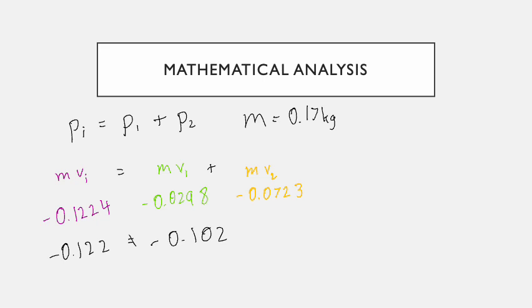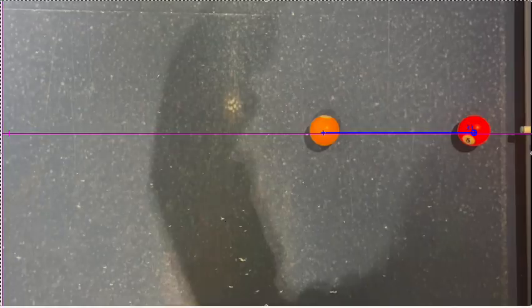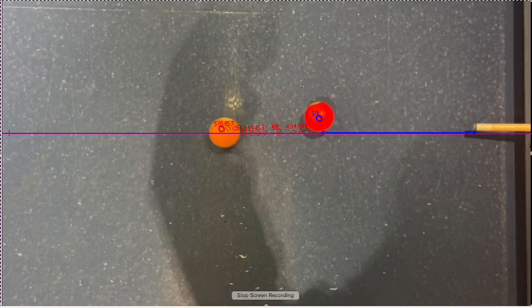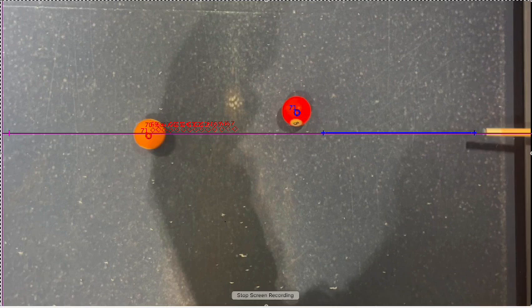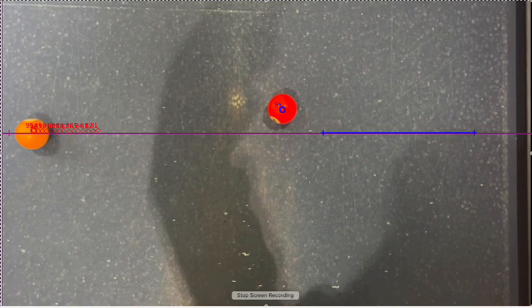So now we'll look at the change in energy. I found that there was a loss of 0.026 joules from the collision, and that could be from friction, or it could also be from the red ball. As you can see, it actually moves up a little bit after the collision, and we didn't calculate for that, and that could also be a source of error in the change in momentum.